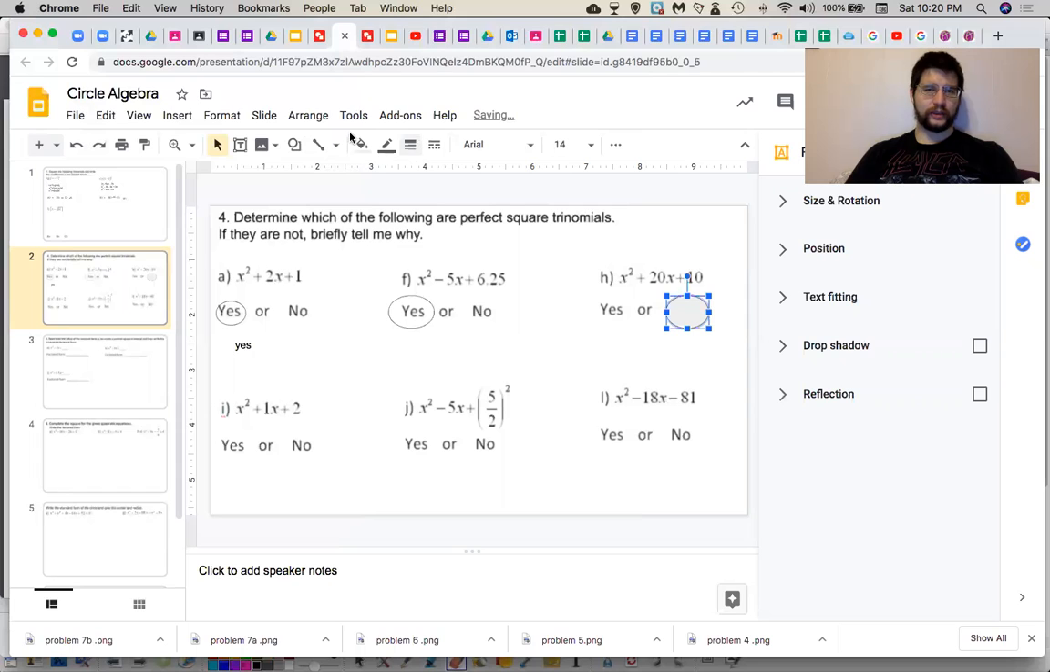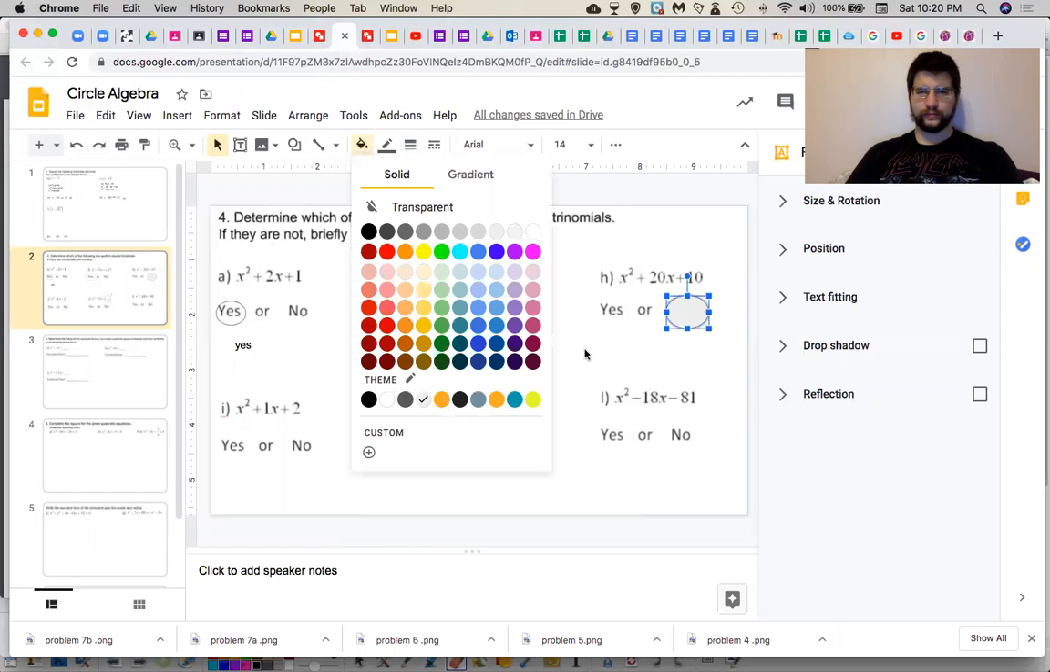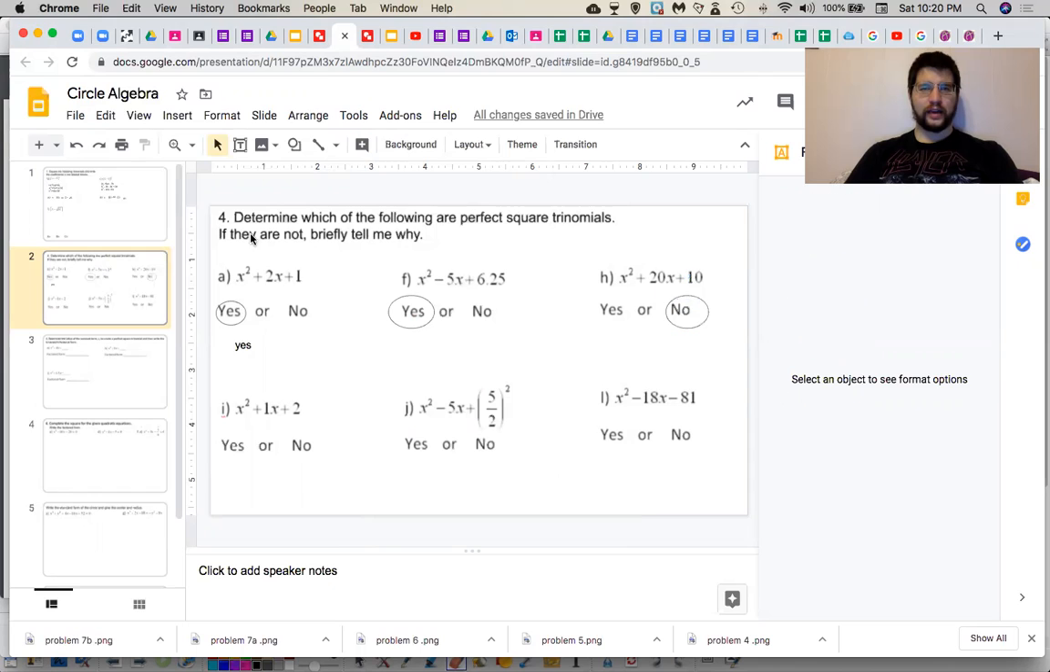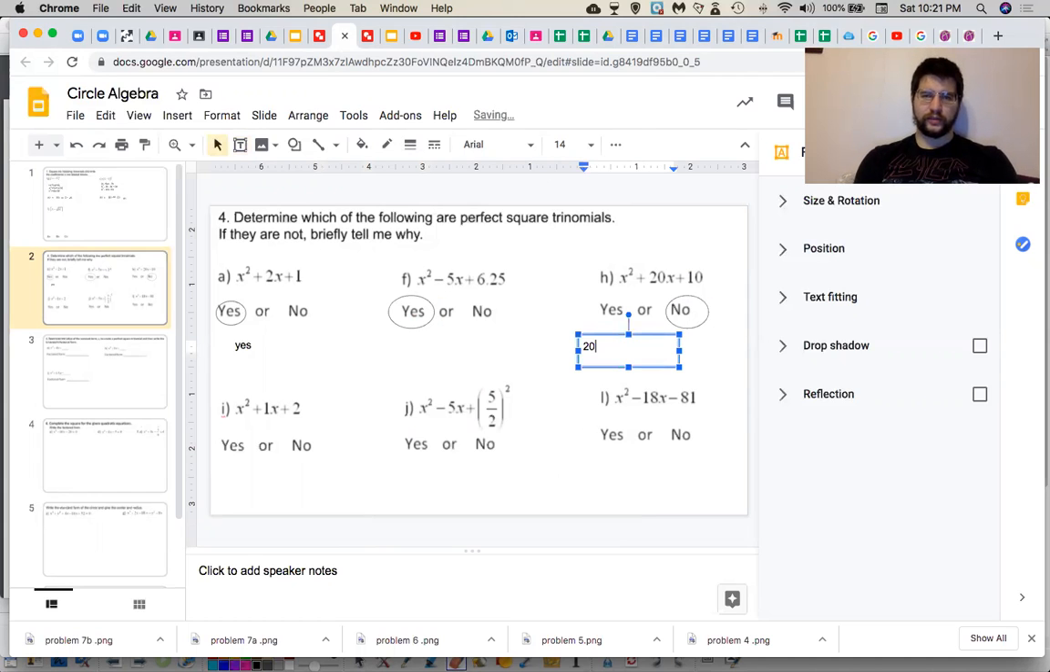Now, if they're not, briefly tell me why. So just a couple words. 20 divided by 2 is 10. 10, I'll use my little squared symbol. You can also write squared, is 100. Good enough.